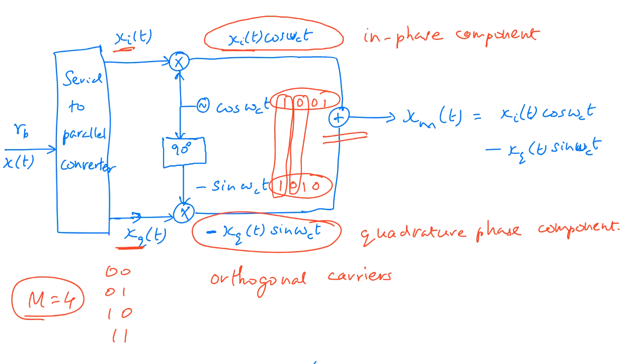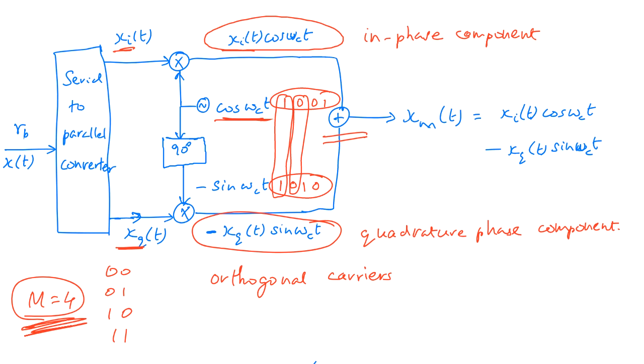So you have an in-phase component. That means this component is in phase with the original carrier, and the quadrature phase component is in quadrature with the original carrier. The original carrier is cosine, and this minus sine omega_c t is 90 degrees phase shifted, so we call it the quadrature phase component. Clearly, we are now able to achieve M equal to 4 without increasing the amplitude levels. We have only two amplitude levels for both carriers, one corresponding to 1 and one corresponding to 0.